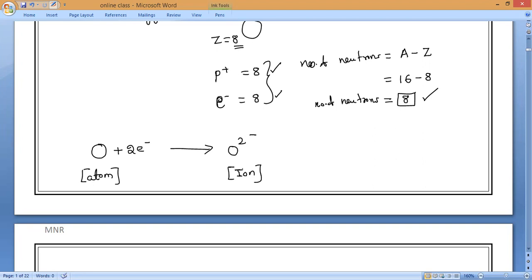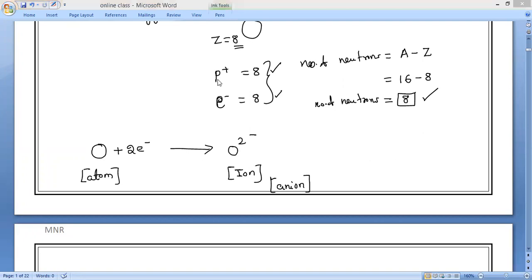Now tell me which ion it is, cation or anion? Anion, sir. Negative charge is anion. Positive charge is cation. Clear?